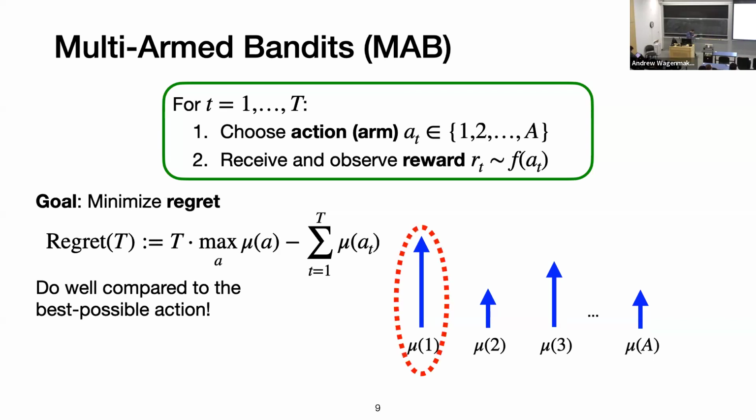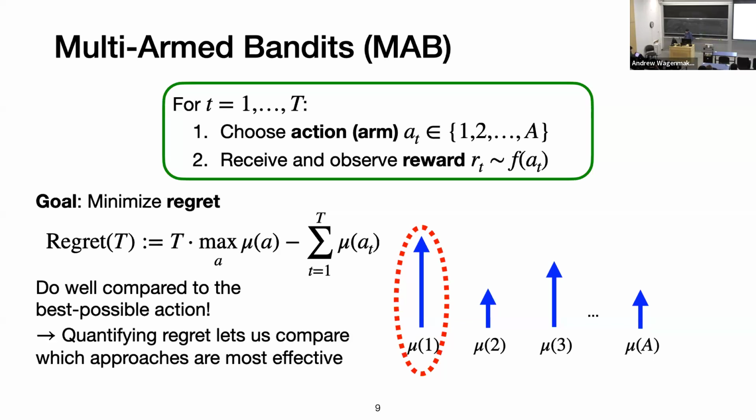Okay, so in this case, the maximizing action is mu1. What this regret quantifies is how much worse I'm doing on every step compared to if I just played mu1. And why this is nice is that by quantifying regret, we can compare which approaches are most effective. Well, okay, I'll get into this in a second.